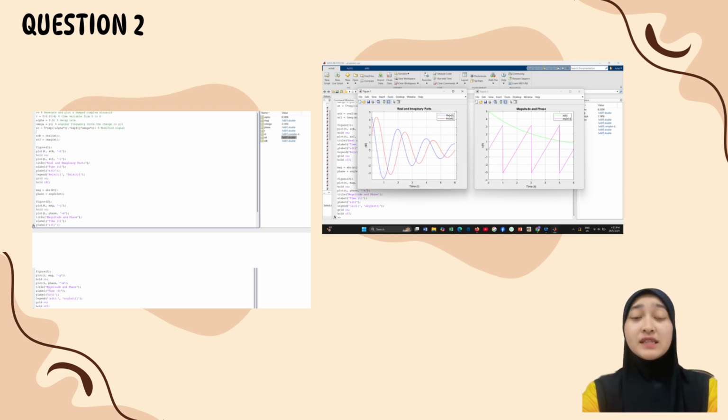Based on the equation x(t) equal to 5 e to the power of negative 0.3t times e to the power of j6t, for the time range t equals 0 to 6. Our first step was to write MATLAB code that plots the real and imaginary part of the signal in one figure, and the magnitude and phase in another. We use functions like real, imag, abs, and angle to display all four components clearly. This plot helps us visualize how the signal decays exponentially while oscillating, which is typical in signal processing and control systems.